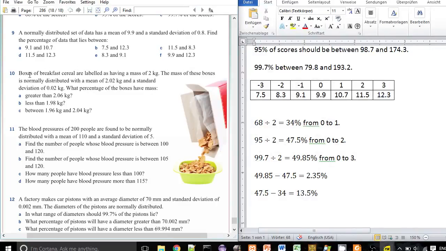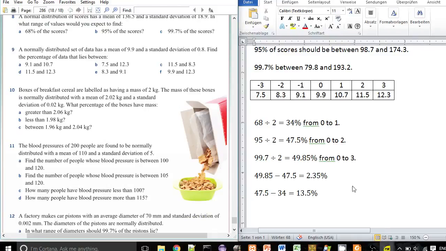Okay, they have 2 kilograms. Greater than 2.06. So that's a bit above that. In fact, the difference is 0.04 between these two, which is 2 lots of that. So this has a Z score of 2. So how many have a Z score higher than 2? Again, I know how to do it.